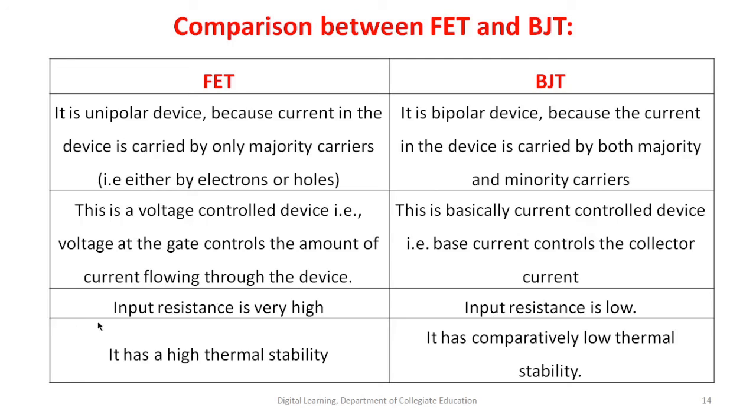In FET, input resistance is very high, but in BJT, input resistance is low. In FET, it has a very high thermal stability, but in BJT, it has comparatively low thermal stability. So this is about FET and BJT. So this completes the first chapter, that is MOSFET, enhancement, depletion and their characteristics, and the comparison between FET and BJT or UJT and BJT.